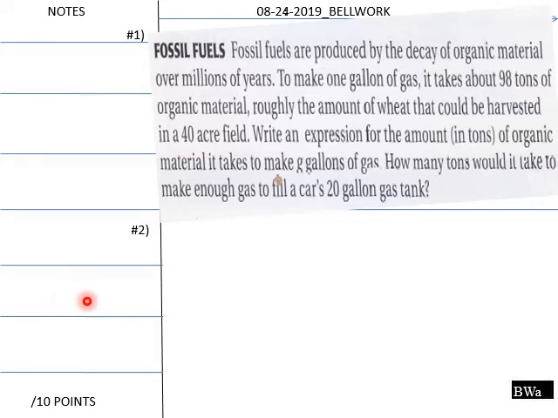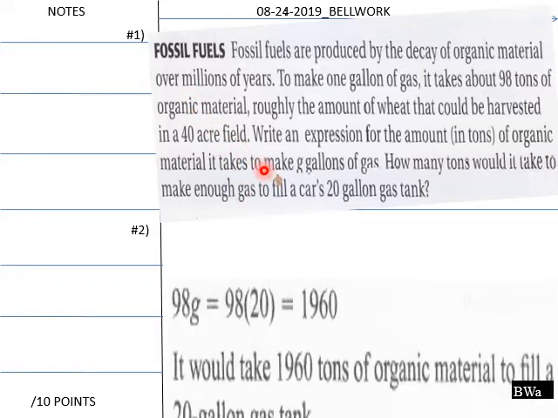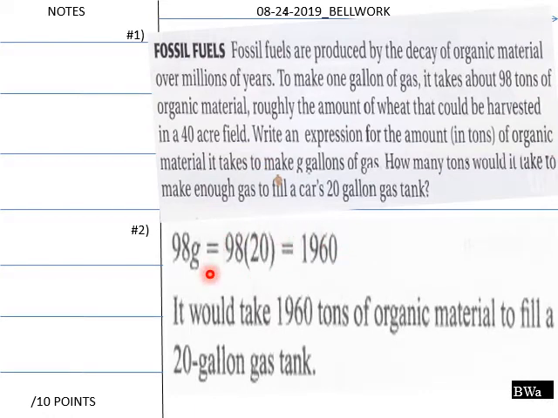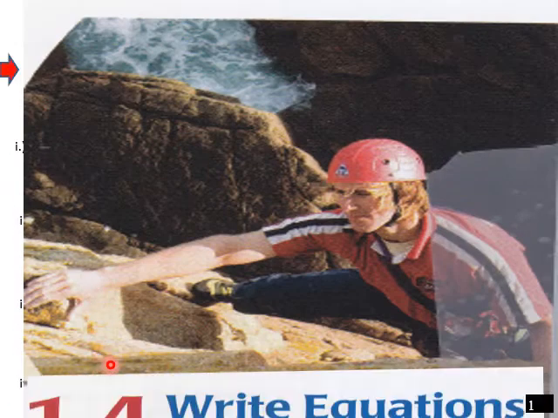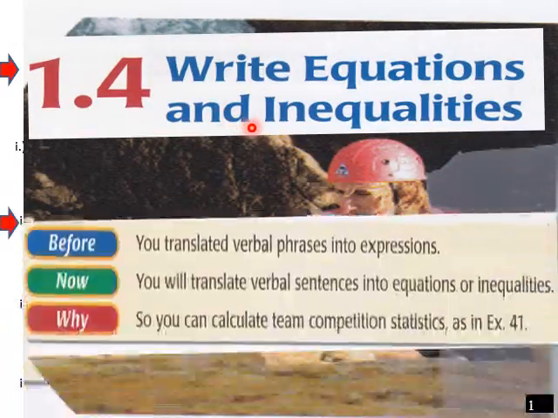Okay, welcome back, students. Hopefully you have a good response here. Here is your response, 98 gallons. 98 tons of material to fill a 20-gallon gas tank. It would take 1,960 tons of organic material to fill a 20-gallon gas tank is what that comes out to. 1,960 tons.